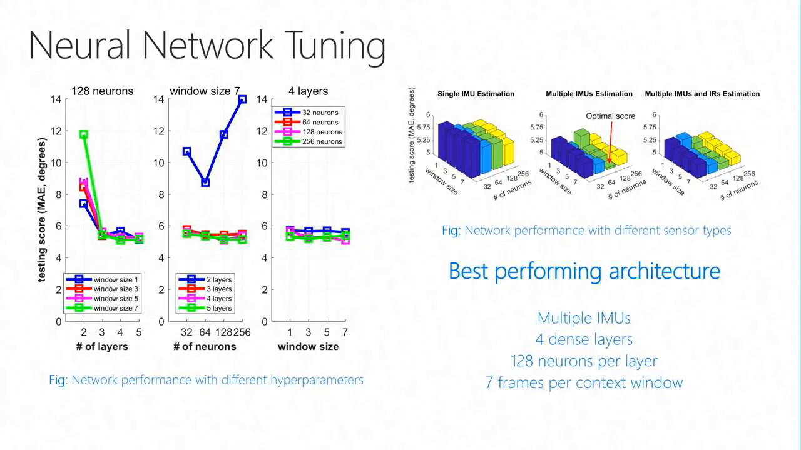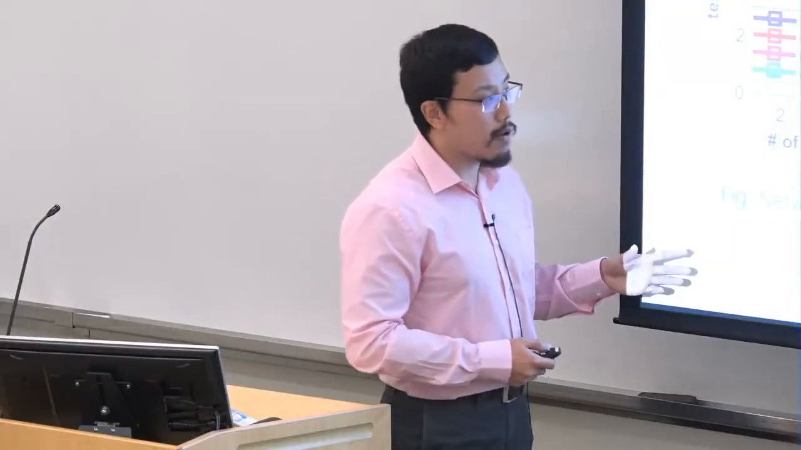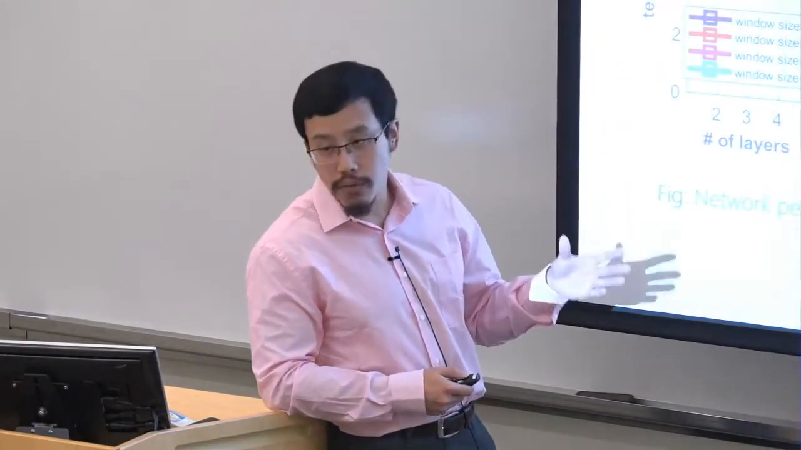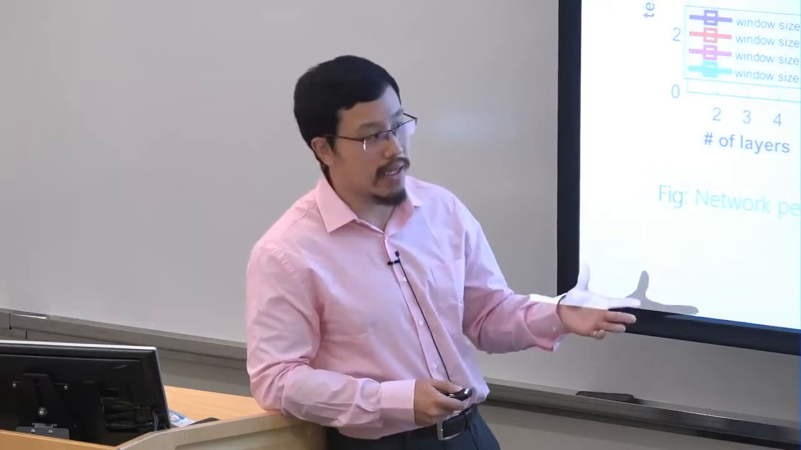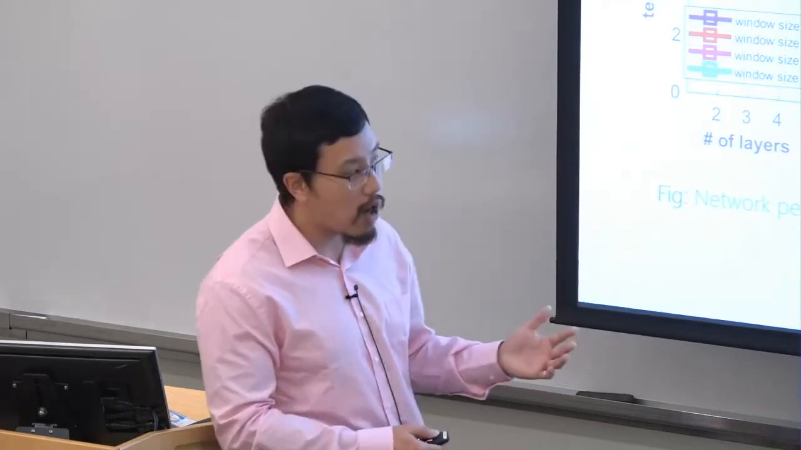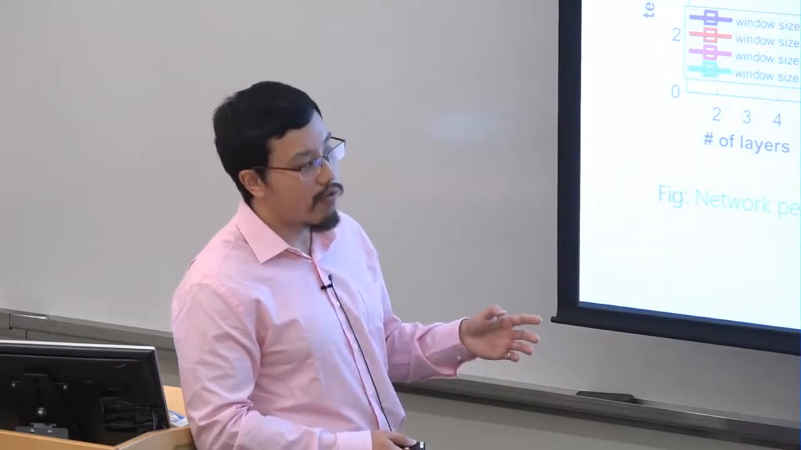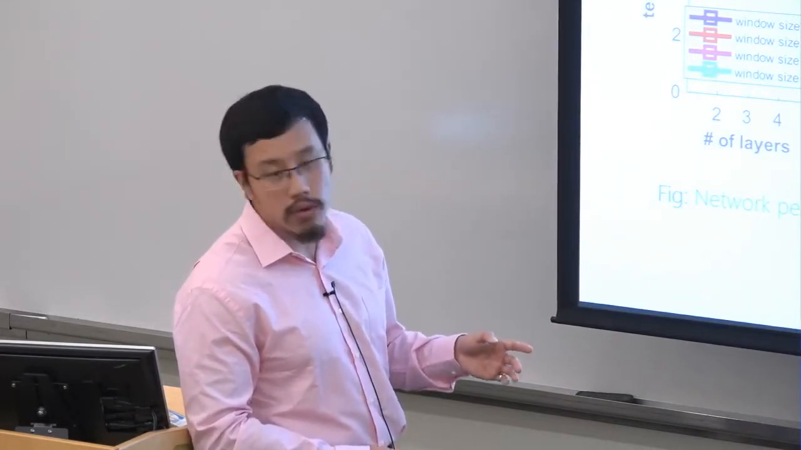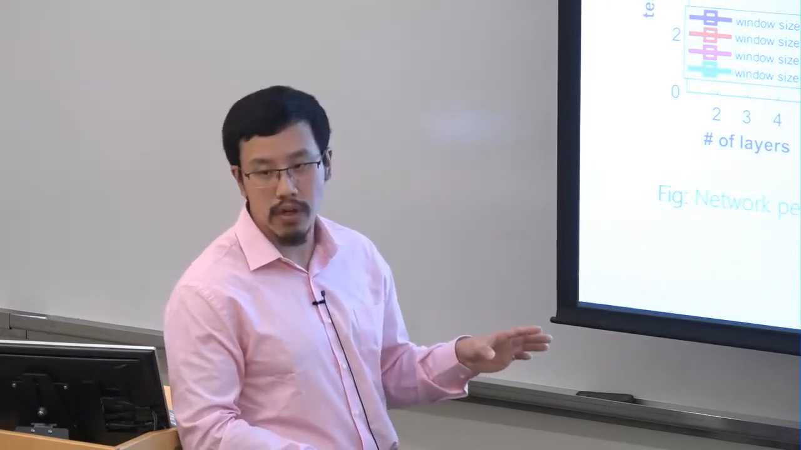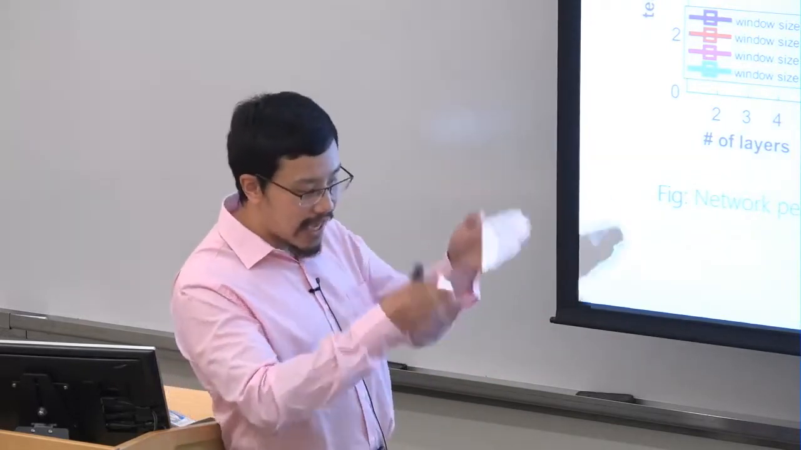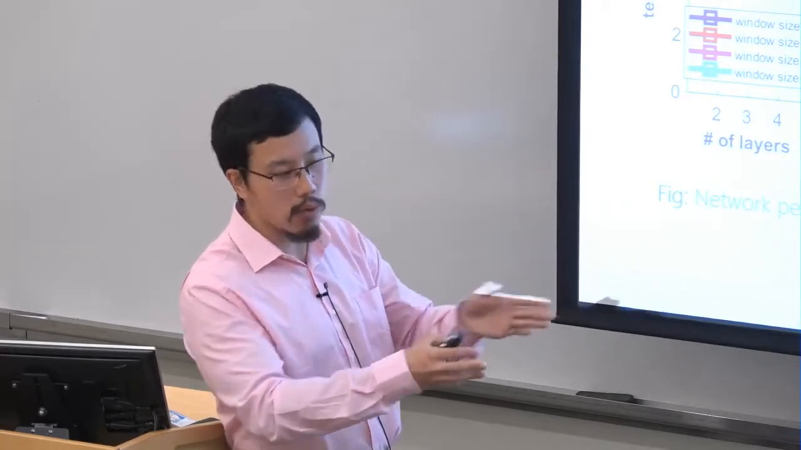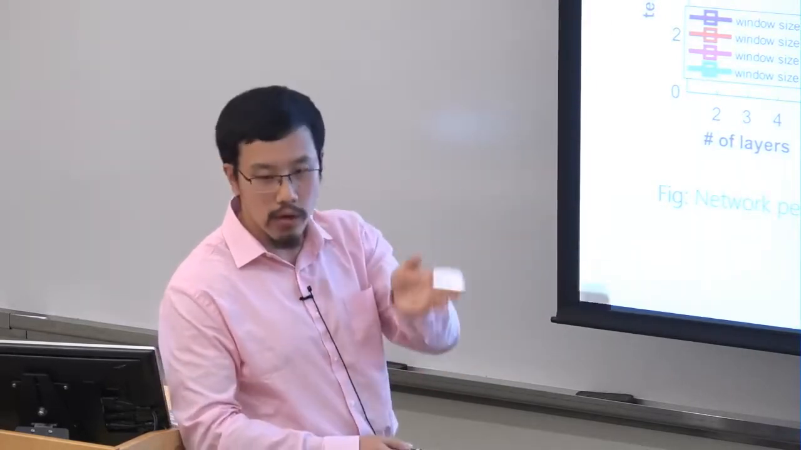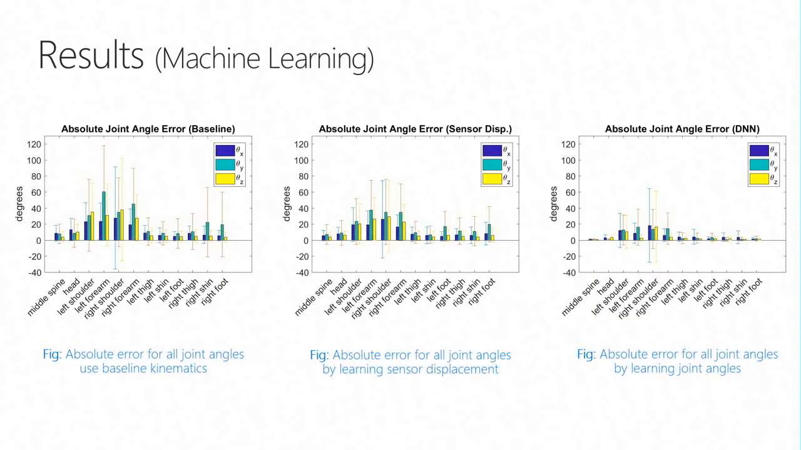So we also try to tune the network parameters to get the best result. We experimented with number of layers, number of neurons, window size, and also different sensor modalities: single sensor, multiple sensors, and plus infrareds. So the best performing architecture for now is using multiple IMUs, a 4 dense layer network, 128 neurons per layer, and we use 7 frames per context window. Means we feed the 7 frames altogether into the network, and we get the estimation of 1 single frame of the joint angles.